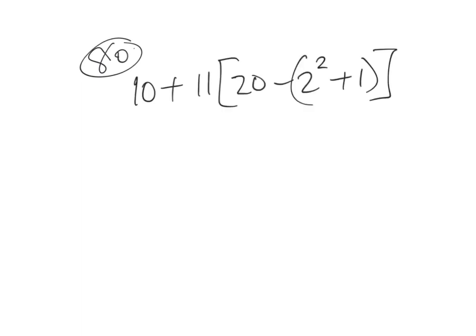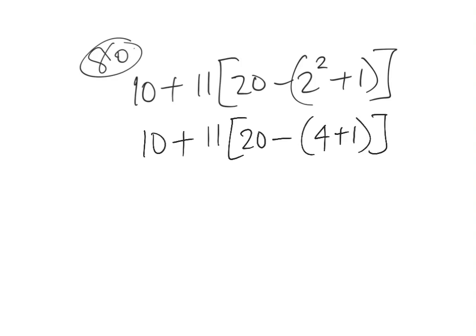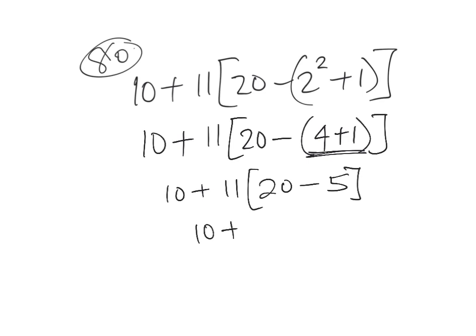So then we have 10 plus, again, the 11 will be waiting there. The 20 will be waiting. 2 squared we have is 4, and then plus 1. So then we continue step by step. We'll deal with this. So 20 minus 5 with the 11 waiting, and then 10 plus 11 times 20 minus 5. 10 plus 11 times 15 waiting. So that's 10 plus 11 times 15.